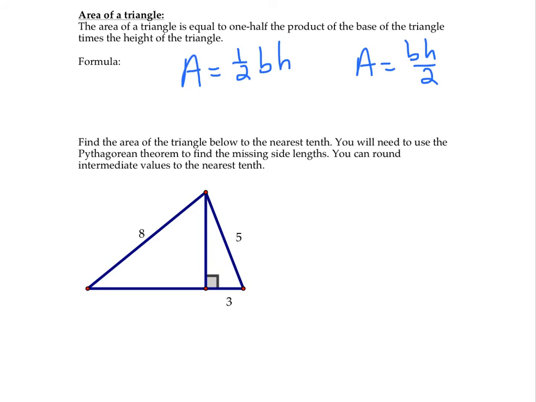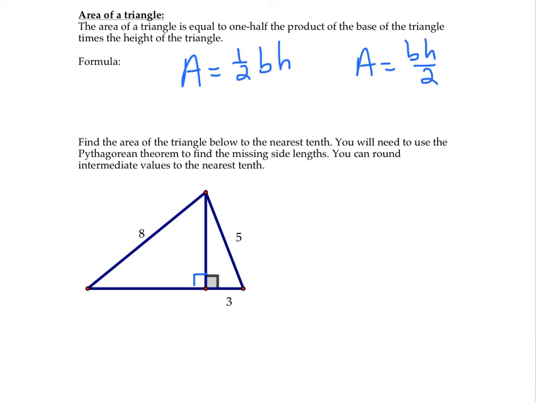So when we're working with a triangle like we have below, actually there are 2 triangles here that are right triangles, and they make up this third larger triangle. We're asked to find the area of this triangle to the nearest tenth. It says you'll need to use the Pythagorean theorem to find the missing side lengths, and you can round intermediate values to the nearest tenth.